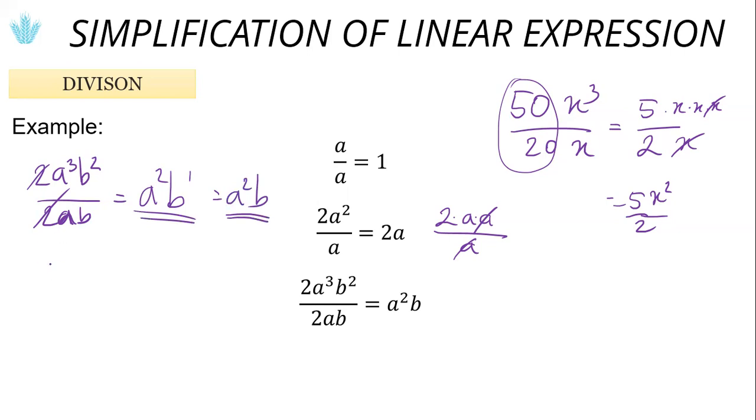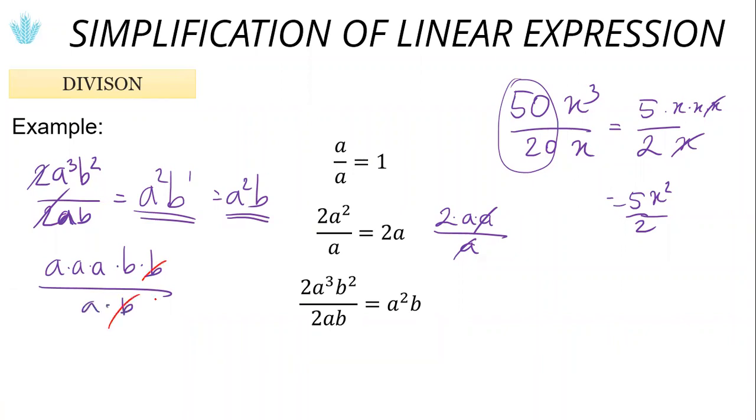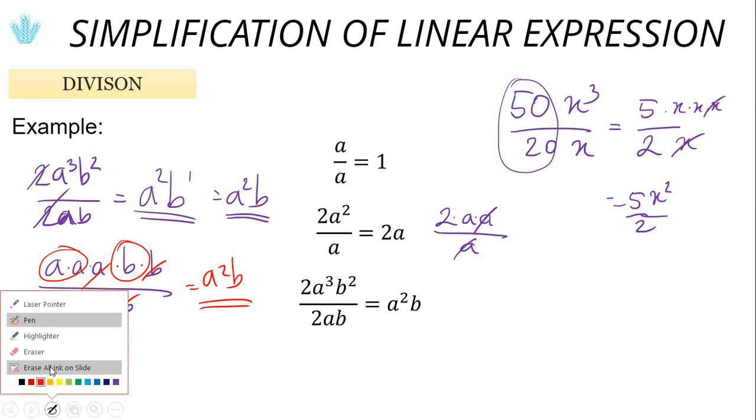Why? If you want to use logic, a cube means a times a times a. B square is b times b. Over ab, a times b. So you can cross out the number, or the letter I mean, that is the same. There you go. So it has to be a square and b only. Done. That's how you think of the number that needs to be easily solved.